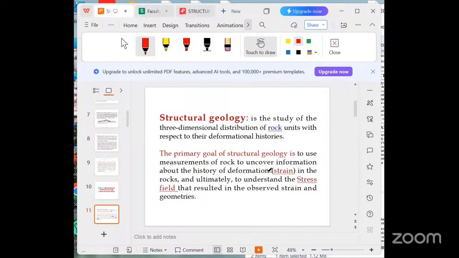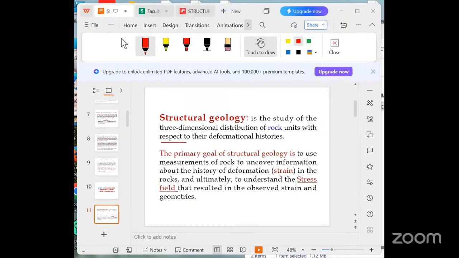So now, what is structural geology? What is the meaning of structural geology? Structural geology is the study of the structural features of the rocks, or it is the study of the three-dimensional distribution of rock units with respect to their deformation history. So that is the structural features of the rocks, their geographic distribution and their causes.